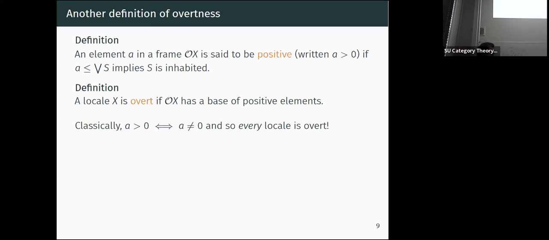If we're using classical logic, and everything is overt, that's what you're saying, right? Yeah. So if you're using classical logic, being a positive element just means being non-zero. I see, okay. And then you can always just take all the non-zero things and they clearly form a base, because you can take the join of none of them and you get 0, and then everything else is already included. But this is a non-trivial property constructively. So maybe it's a little bit hard to think about, but one way to think about it is you can do this existential quantification.